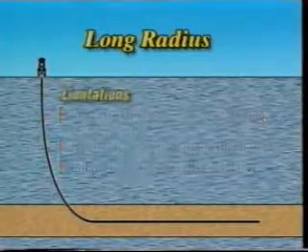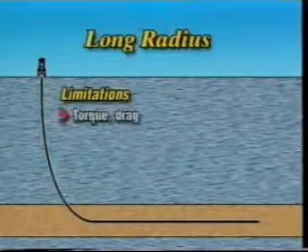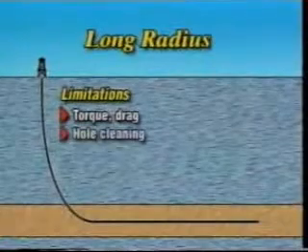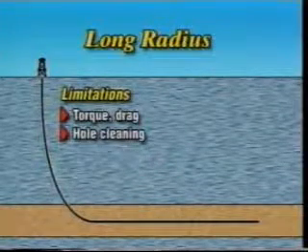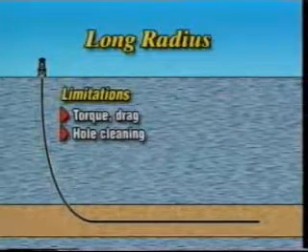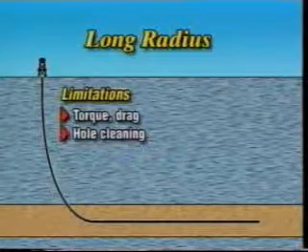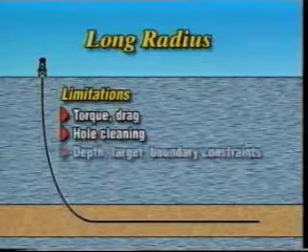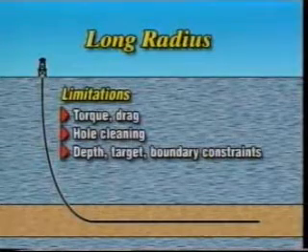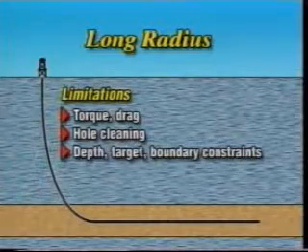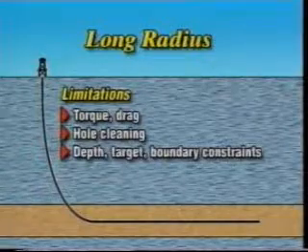Long radius drilling also has some limitations, including high torque and drag tendencies, and greater difficulty in hole cleaning. A limiting factor in designing a long radius well is the ability to rotate the pipe at the surface as the bit approaches total depth. There may also be constraints imposed by shallow pay zones, lease boundaries, or other restrictions.